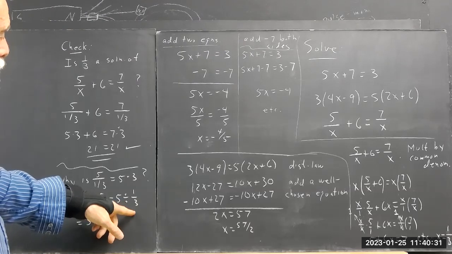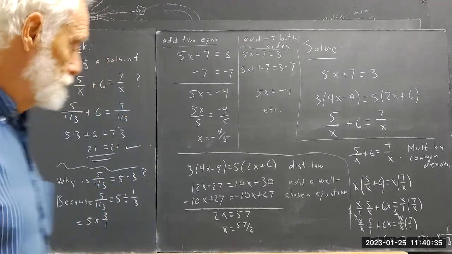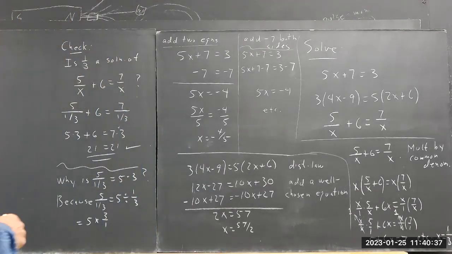If you want to count the 5 by 1/3, I'm going to do that on the number line.